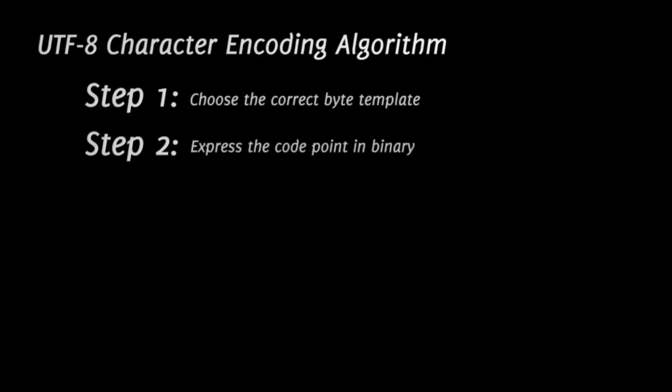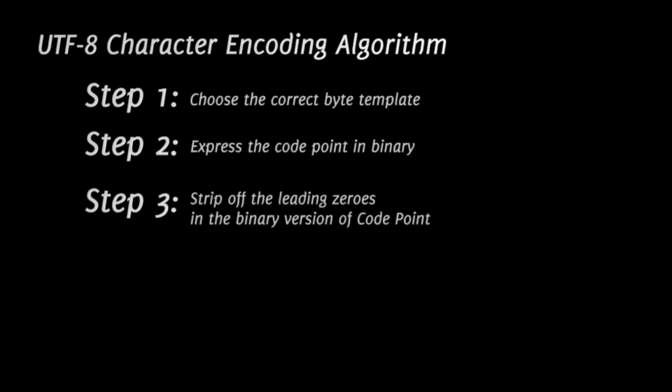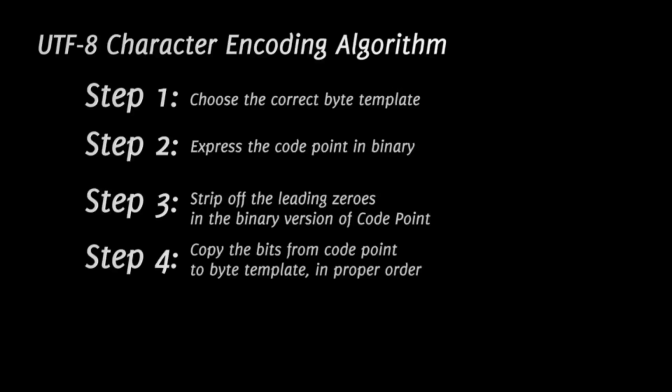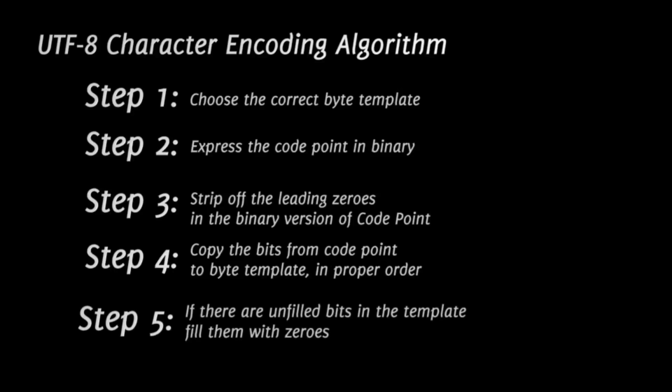Let us now list out the steps of the procedure. Step 1 is to choose the correct byte template. Step 2 is to express the code point in binary. Step 3 is to identify the leading zeros in the binary version. Step 4 is to copy the bits from the code point to template starting from LSB. Step 5 is to fill unfilled slots in the template, if any, with zeros.